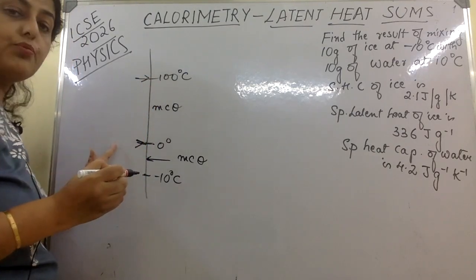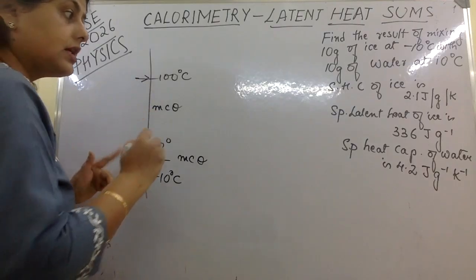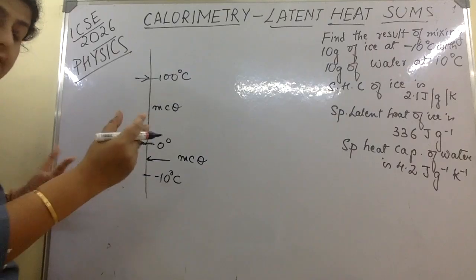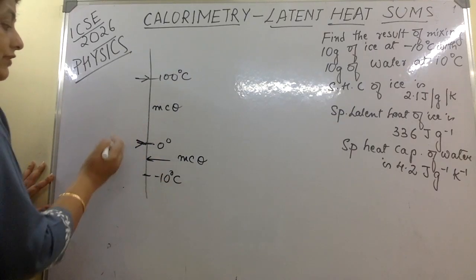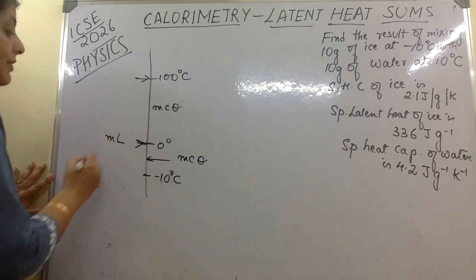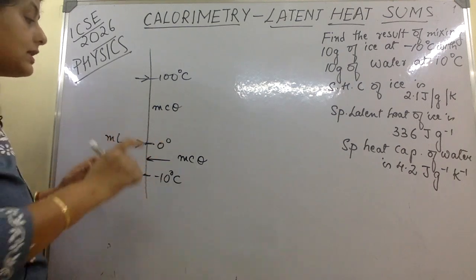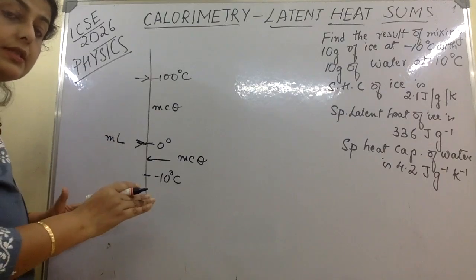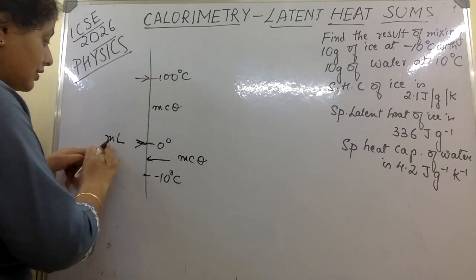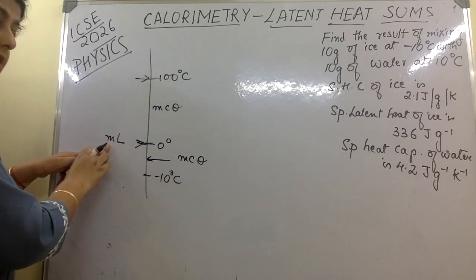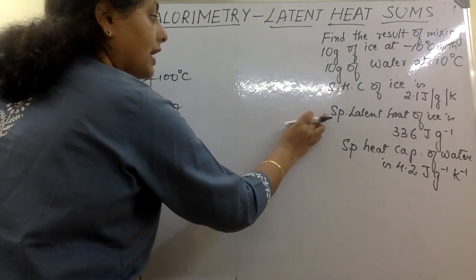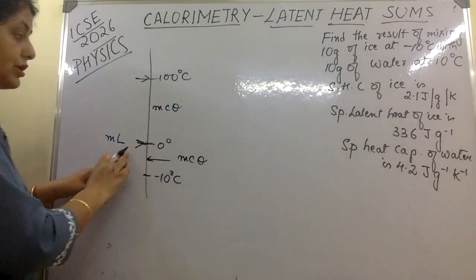These are the 2 points where we use latent heat, because there is a change in state. Here ice goes from solid to liquid state, so here we'll use ml. There is no theta, because change in state happens when the substance is at constant temperature. So here it is only ml, m the mass of the ice, and L the specific latent heat of ice. This value we are going to use here.